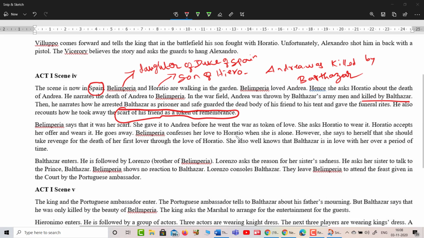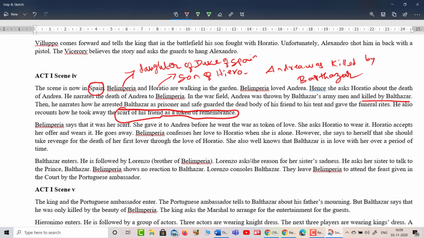Now what happens after Horatio goes away? Balthazar enters, followed by Lorenzo, the brother of Bel-imperia. Lorenzo asks the reason for his sister's sadness. He also asks his sister to talk to the prince Balthazar. Bel-imperia shows no reaction to Balthazar. Lorenzo consoles Balthazar. They leave Bel-imperia to attend the feast given in the court for the arrival of the Portugal ambassador.